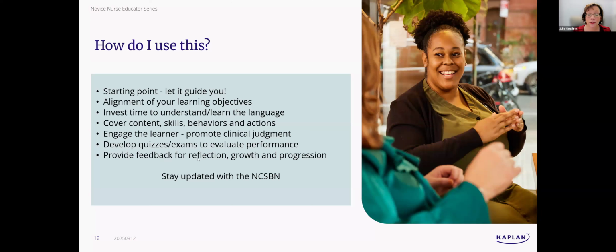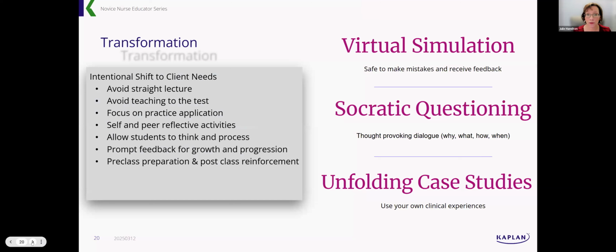Provide feedback for reflection, growth, and progression. Not only this feedback to your students, but feedback to you. Evaluate how you're doing, really helping the student to be practice ready in every single course you're teaching. And stay up to date with the National Council of State Boards of Nursing. So this is transformation. We talked about your transformation at the beginning of the presentation.